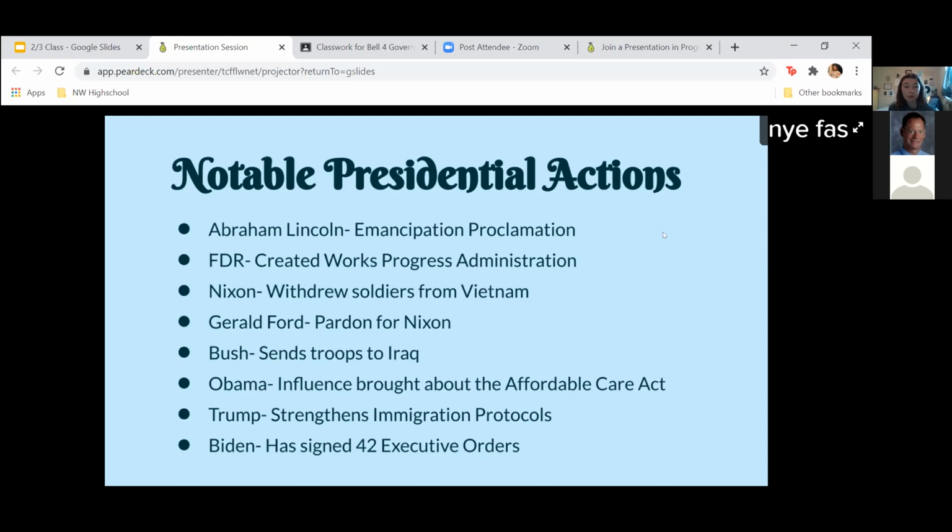In more modern times, we saw former President Bush send troops to Iraq. That was a big use of the commander-in-chief role that the president has, and you'll get to learn more about that in your upcoming assignment this week.